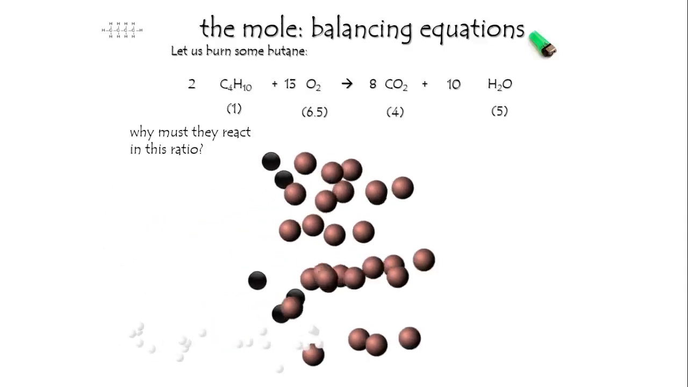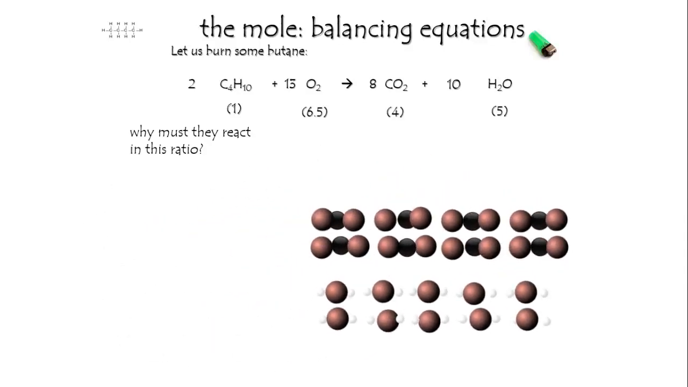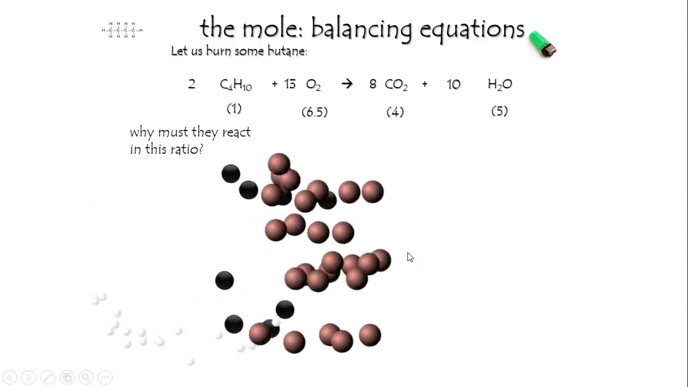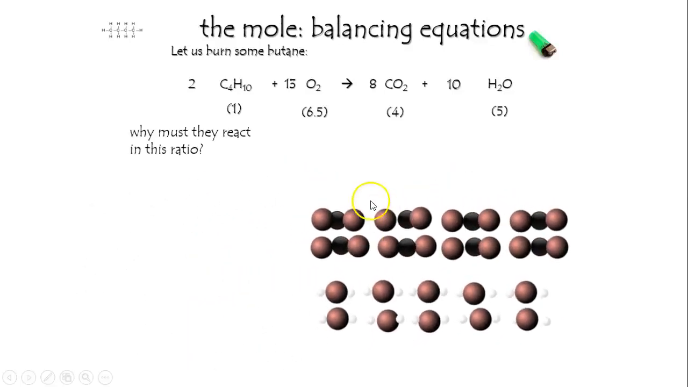Now, why do they have to react in that ratio? As that animation showed, and I'm going to repeat it for you, this works out perfectly, right? 2 of these will combine with 3, 6, 9, 12, 13 of those. And did it make 8 carbon dioxides? 2, 4, 6, 8. It did. Did it make 10 water molecules? It did. So I hope you see that that's the perfect match when you react in those amounts.